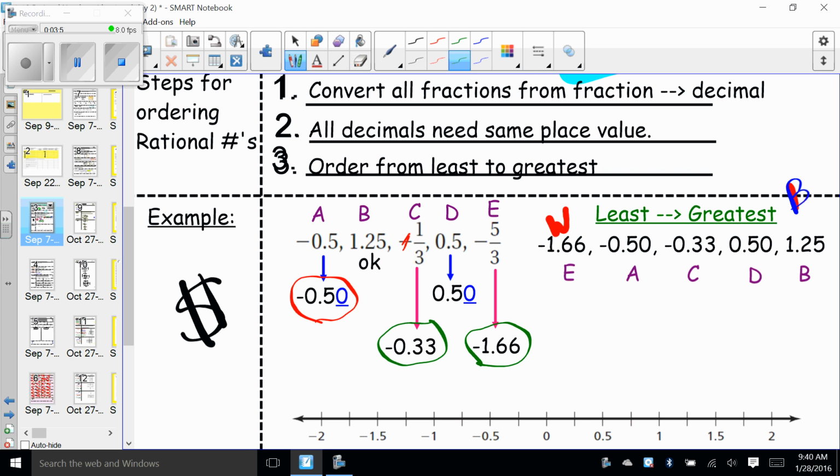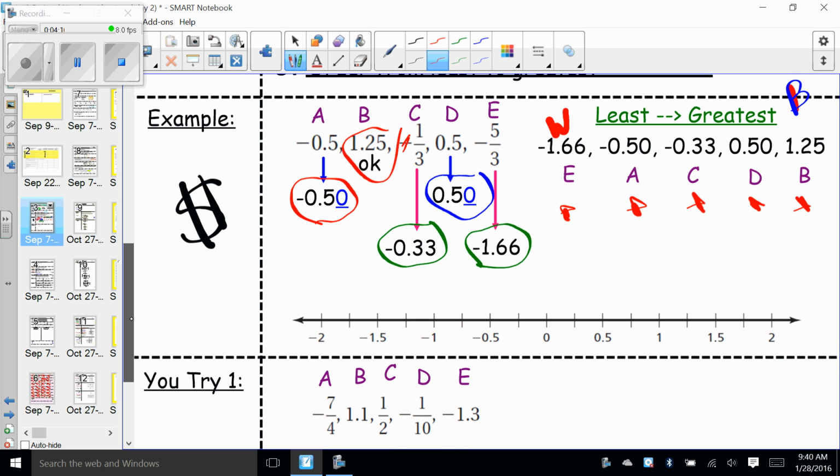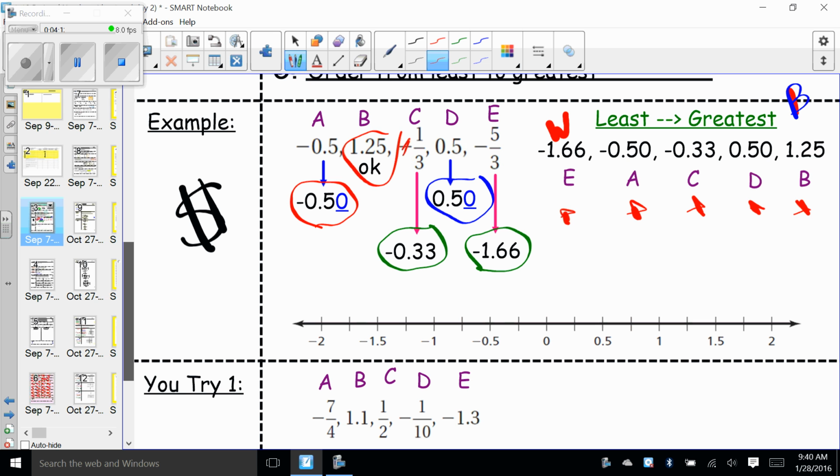Again, if I'm going too fast, pause the video. And now we're working in the positive range after that. So 50 cents would be the next best value. And finally, $1.25. So that would be the order of E, A, C, D, B, from worst scenario to best scenario. So our job now is to order these on a number line. You'll think of these as money.